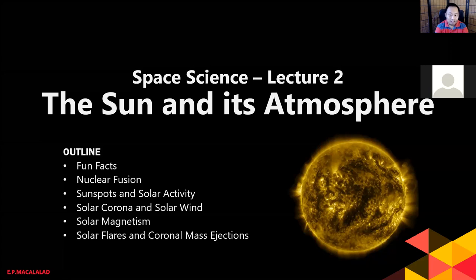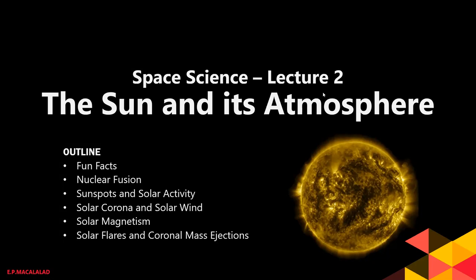So the outline of our class today is we will start with fun facts, and then we're going to have a review of nuclear fusion, which is one of the foremost sources of energy coming from the sun. And then we're going to focus more on what's happening on the surface of the sun. So we're going to talk about sunspots and solar activities.